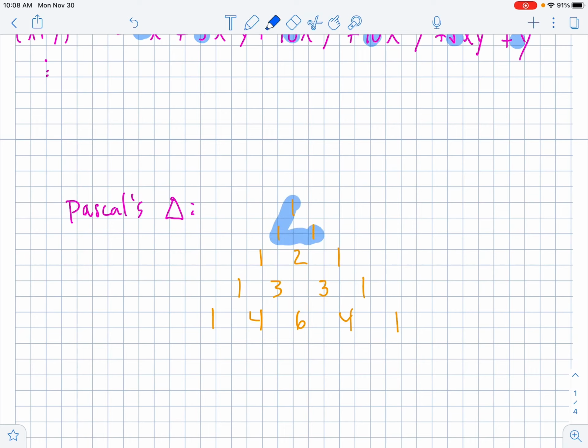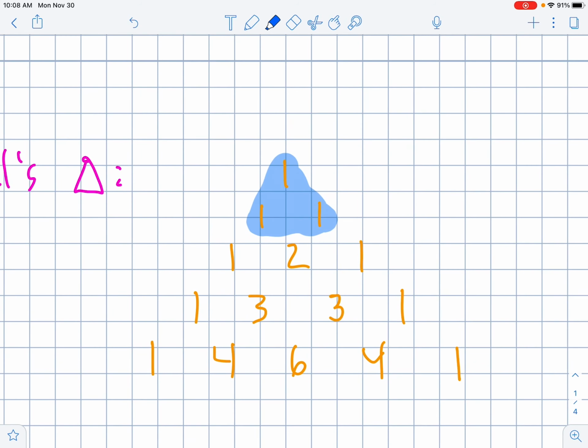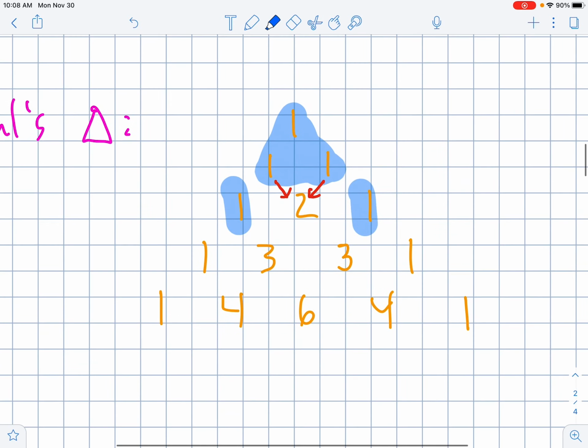So Pascal's triangle always starts with a little pyramid of ones, and then to find the next row, you always add together the two terms that are directly to the upper left and upper right. So it's like this 1 and 1 make 2, and then you always put fresh ones on the outsides. Then 1 plus 2 is 3, 2 plus 1 is 3, and then of course fresh ones.